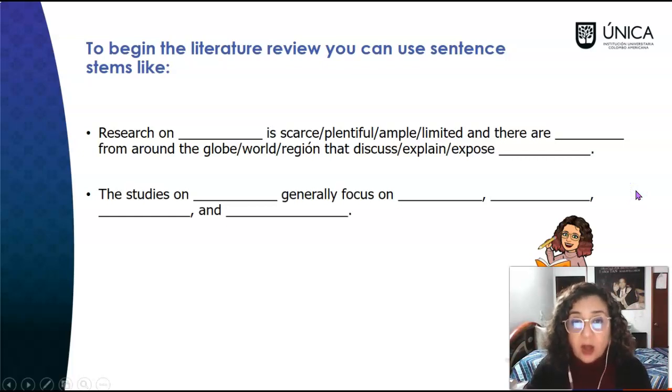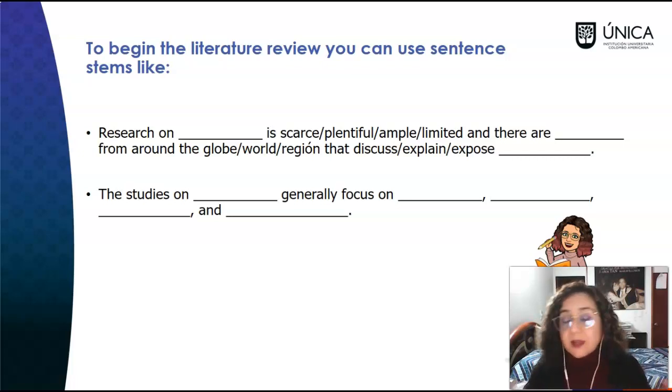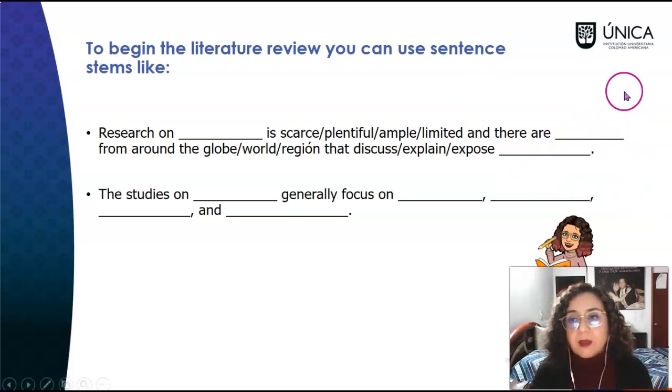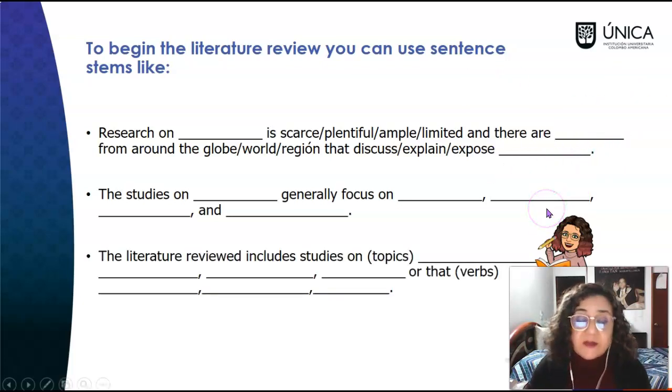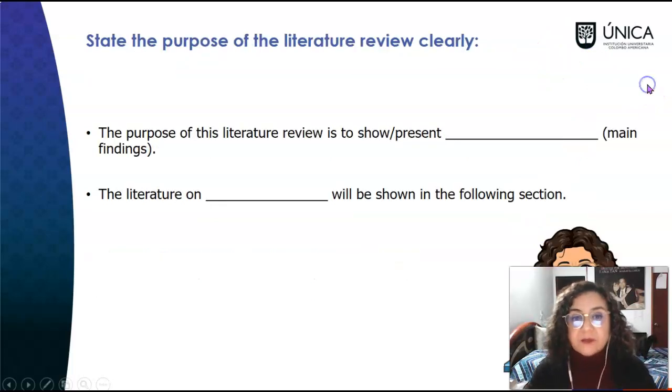"The studies on bilingualism generally focus on distributed bilingualism, separate..." whatever, like sub-concepts. Then "the literature reviewed includes studies on bilingualism, bilingual education, and bilingualism and biliteracy," or verbs that present, expose, evidence, etc. Okay, this is a way in which you can write.